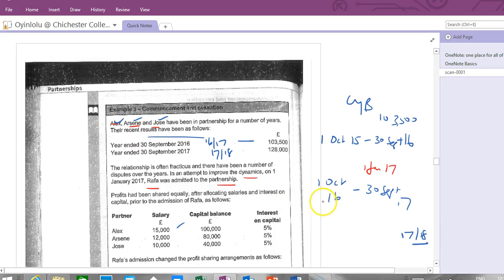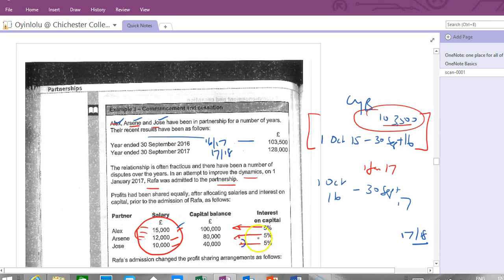So Rafa joins them, and we just have to deal with these things as we would ordinarily. So first of all, for this very first period, everything is as normal. Take the 103,500, and we'll look at the questions in a second. Look at the scenario here. These salaries have to be given to them. First of all, you'll deduct all of this from the 103,500. Then you will find out their individual interest on capital, deduct all of that, and then you split the rest according to their profit sharing ratio. And it says that they currently share things equally, right? Profits had been shared equally prior to Rafa.